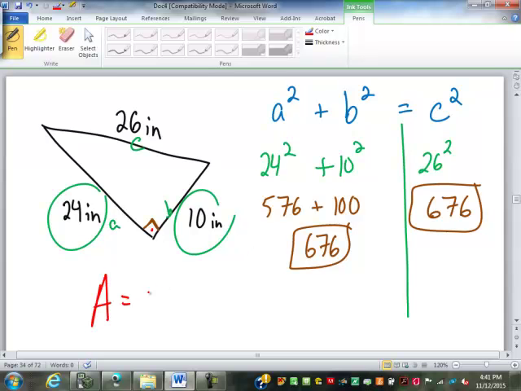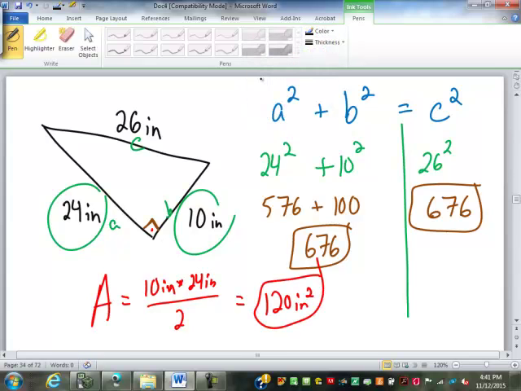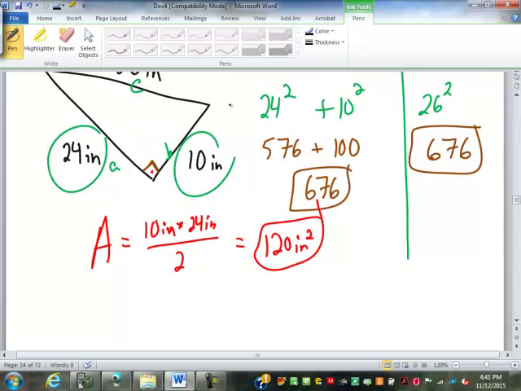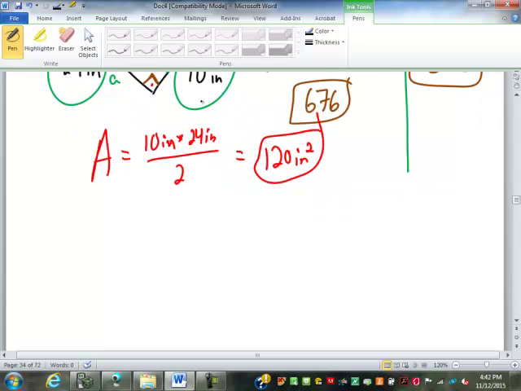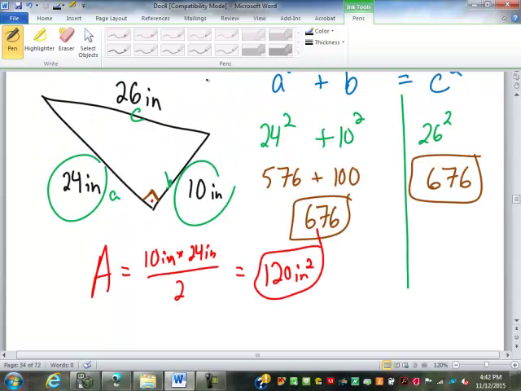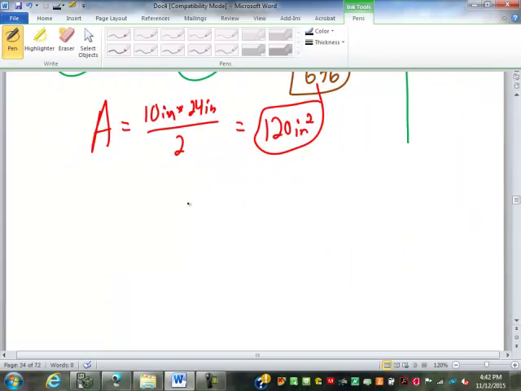So the area here would be 10 inches times 24 inches divided by 2, which gives us 120 inches squared. Yes. Yep. Times 24. Those are the two legs multiplied together. Yep. Make sure you got the divide by 2.